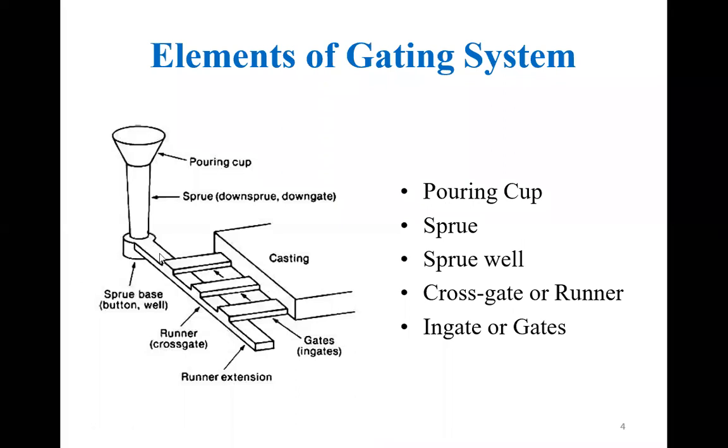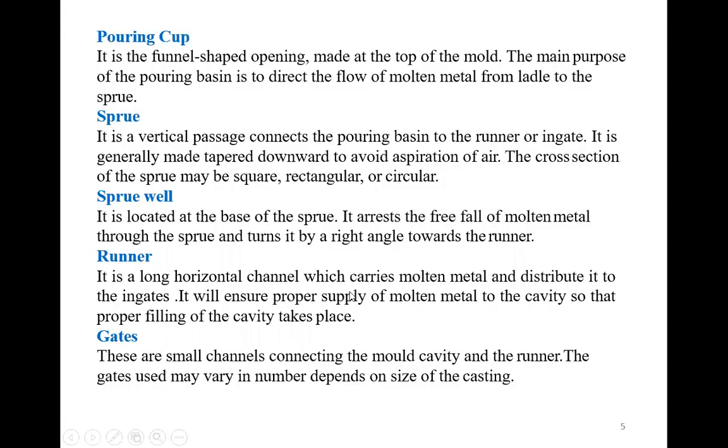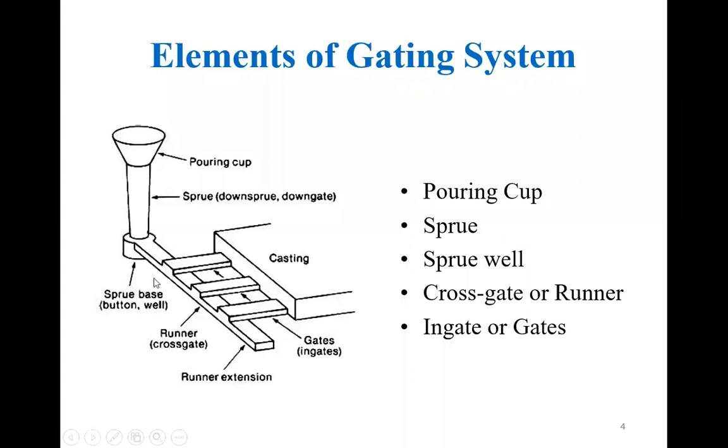So from that it is to be carried forward over to the ingates. Next, the runner. It is a long horizontal channel which carries the molten metal and distributes it to the ingates, so it will ensure proper supply of the molten metal to the cavity so that proper filling of the cavity takes place. The runner is of uniform shape.